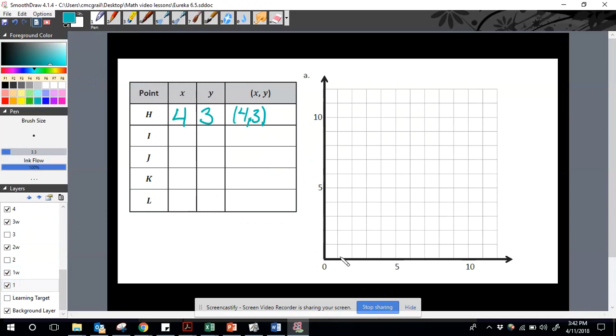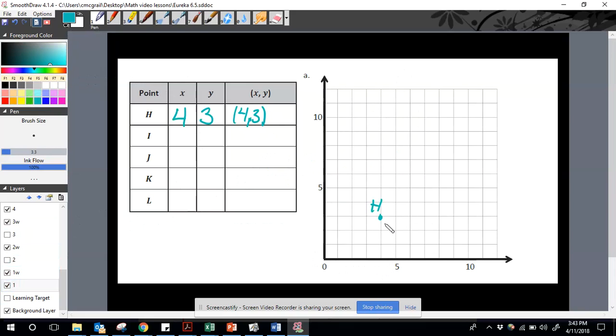I'm noticing that 5 jumps takes me to 5, so each jump must be worth what? 1. Wait, 1/5 or 1? 1 whole. Just 1 whole, ladies and gentlemen. We are ready to jump 1 whole. So we need to jump 1, 2, 3, 4, and we need to go up 1, 2, 3. Now I'm going to put a big dot, and I'm going to label that point H. Please do that on your paper now.